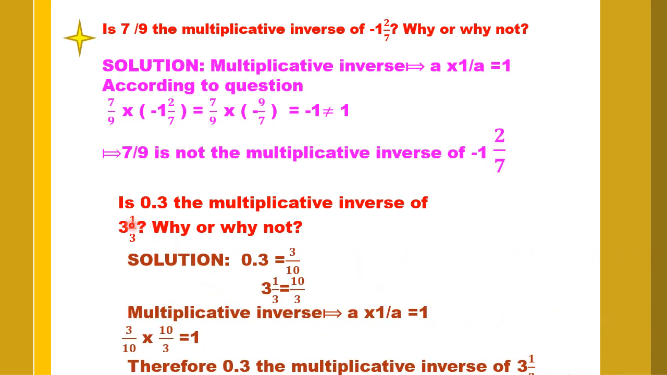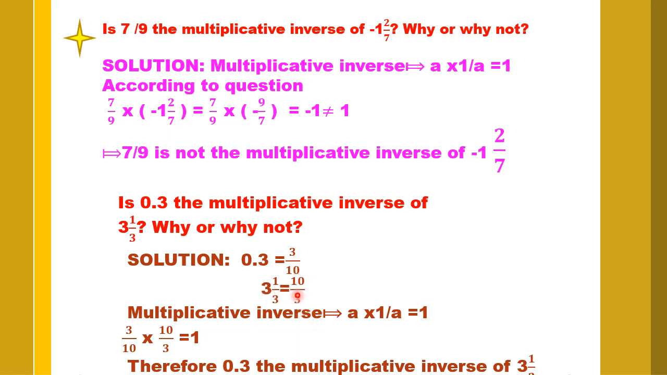Here is another question where you are going to find whether 0.3 is the multiplicative inverse of 3 1 by 3. The first step converts 0.3 into a fraction. So that is 3 by 10. Now convert this mixed number into an improper fraction. 3 1 by 3 is the mixed number. On converting it into an improper fraction, what do you get? 3 into 3 is 9 plus 1, 10 by 3.